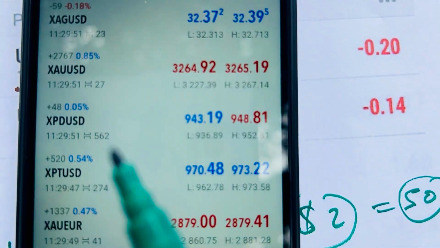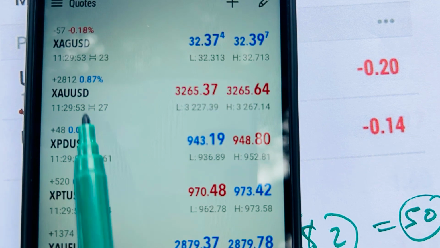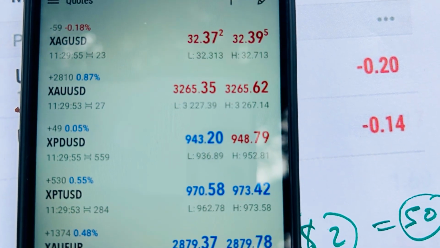Remember, whenever we trade here, we have what we call a spread. And remember, when you buy or sell, you start at a loss.